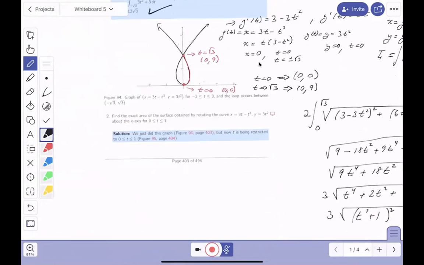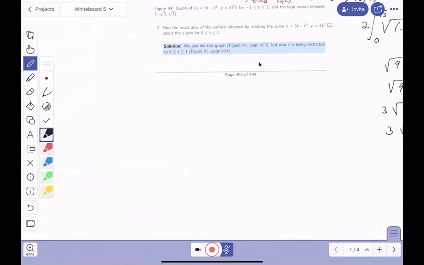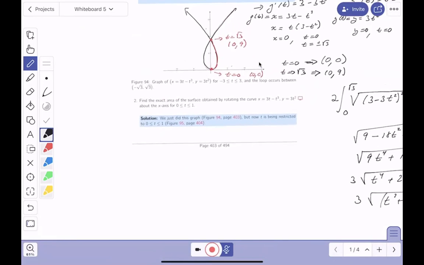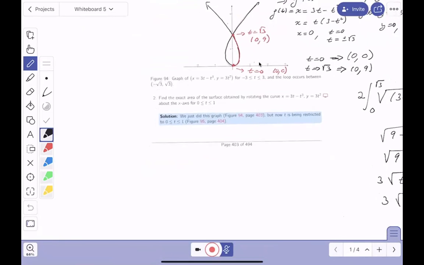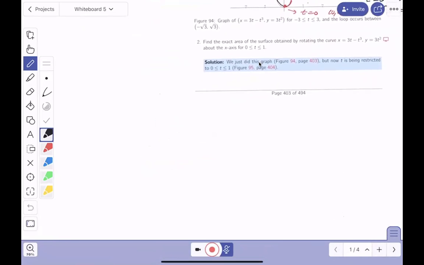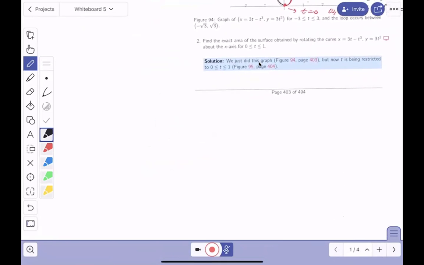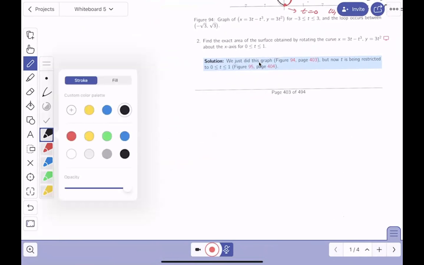All right. So I'm going to go to the next question. I want to make sure I understand what they're saying over here. I would like to look at the picture. It's the same picture, isn't it? Yeah, we got the picture right there. So I think I could start setting this thing up. They say find the exact area of the surface obtained by rotating the curve about the x-axis from 0 to 1. Well, they give me the t, so I don't have to worry about the limits now, between 0 and 1.